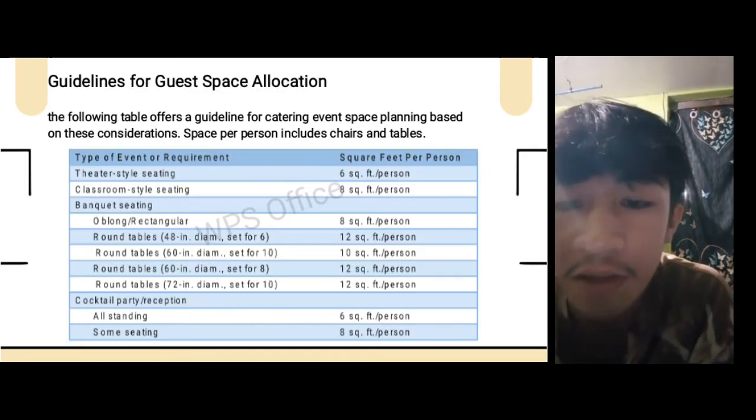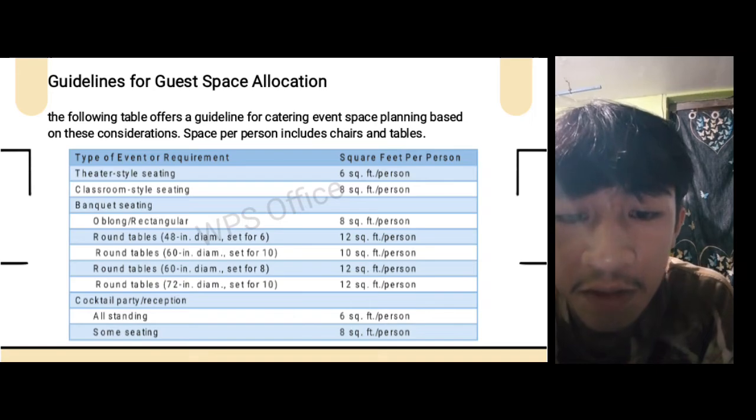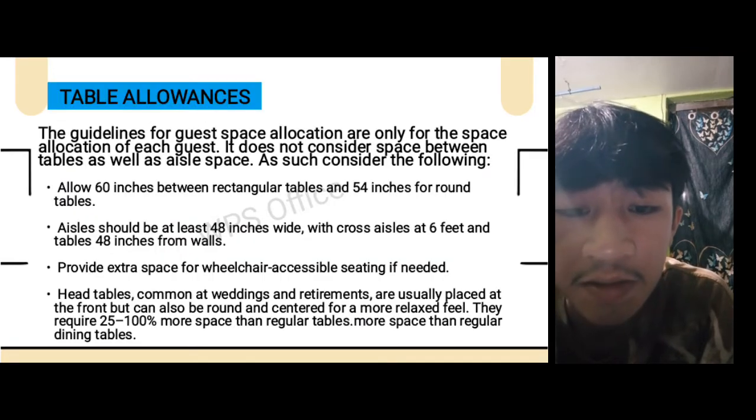Guideline for guest space allocation. The following table offers a guideline for catering event space planning based on consideration. Space per person includes chairs and table. Type of event requirements.